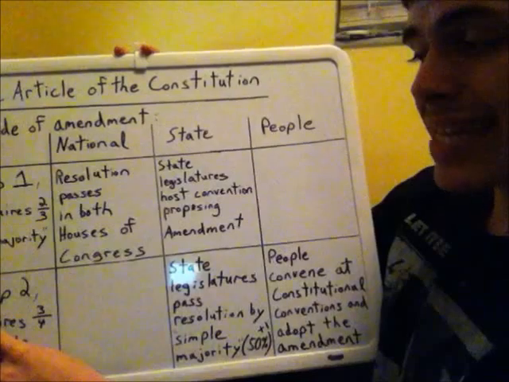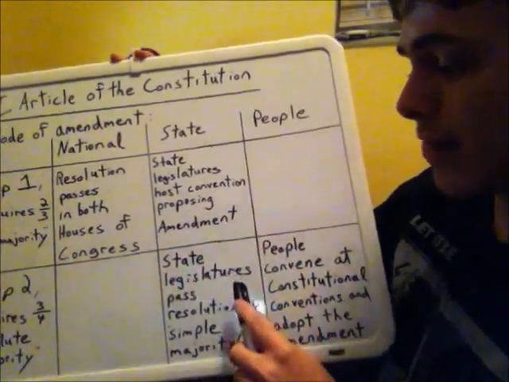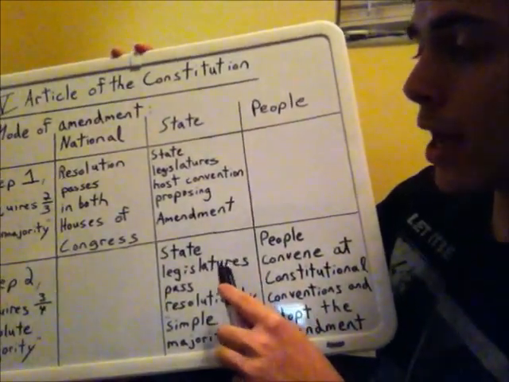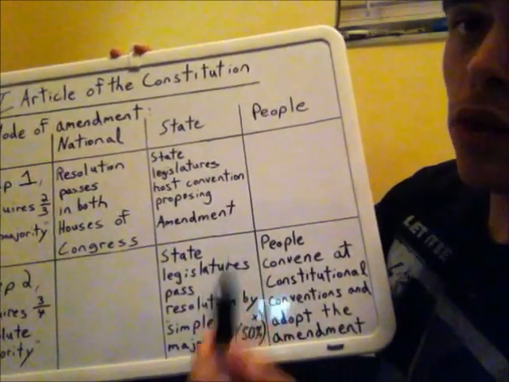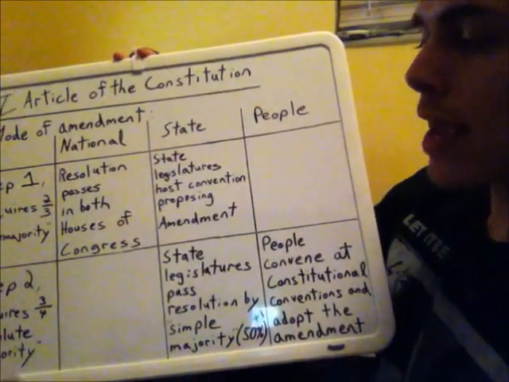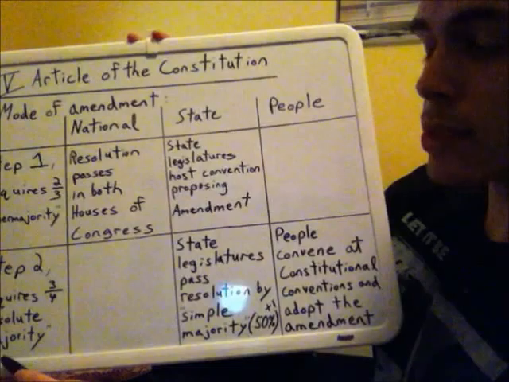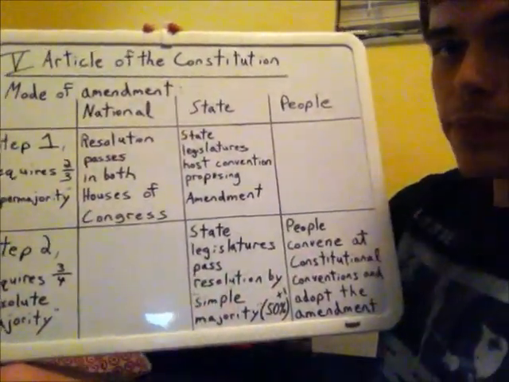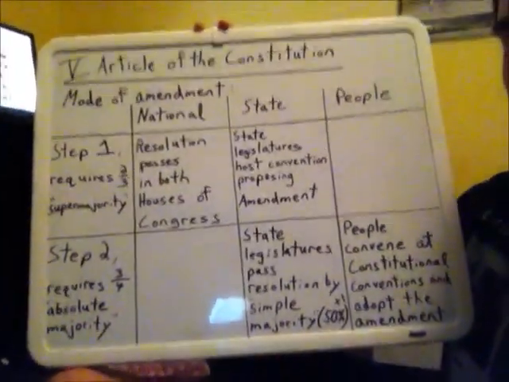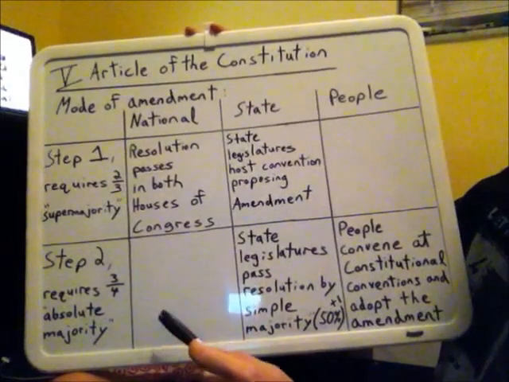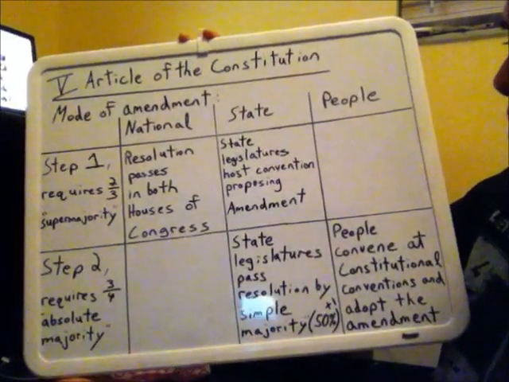Not until the second step does the state legislature have the option to actually vote on and pass the amendment, or in this case it would be a resolution. And this requires a 3/4 absolute majority. Okay? Sorry, you probably can't see. So this is the second step, and it requires a 3/4 absolute majority.